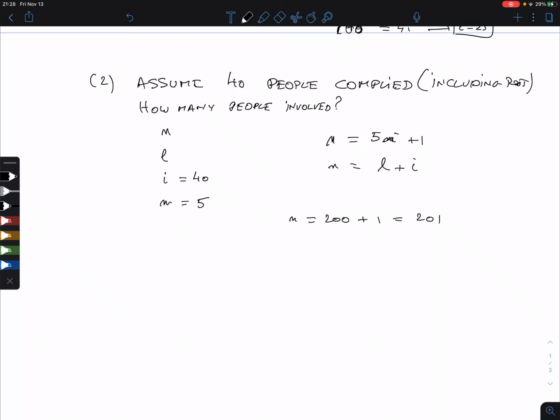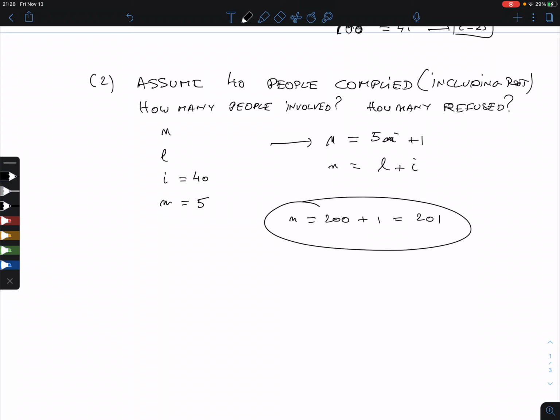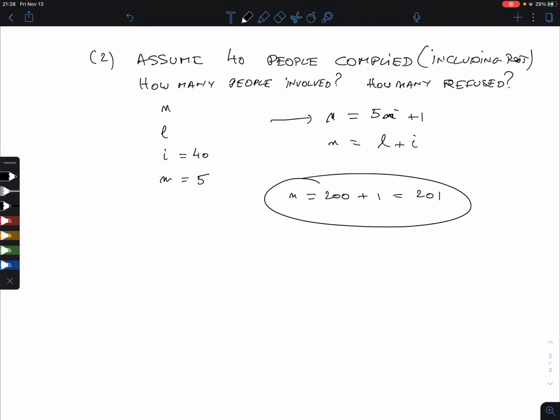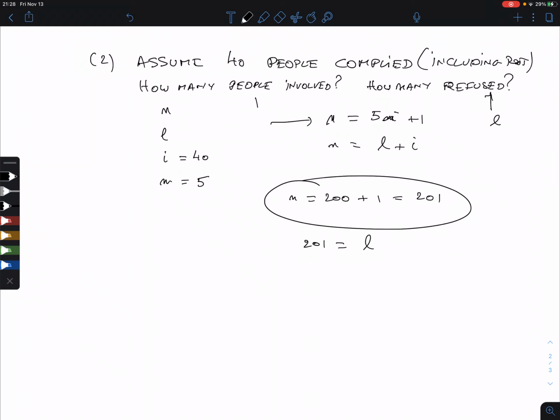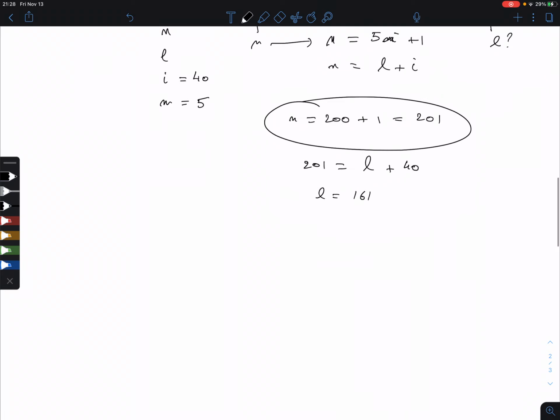We actually don't need to know the number of leaves, but I could have asked how many people refused. Right, let's calculate this now too. So this is n, we know what n is, because this formula already gives it right away to us. What does the other formula tell us? Well, we know that there are 201. We don't know the number of leaves. The number of leaves, this would be L, right? This is n, but here we're asking what is L? Well, n is L plus I, and I is 40. So we see that L is 161 here.